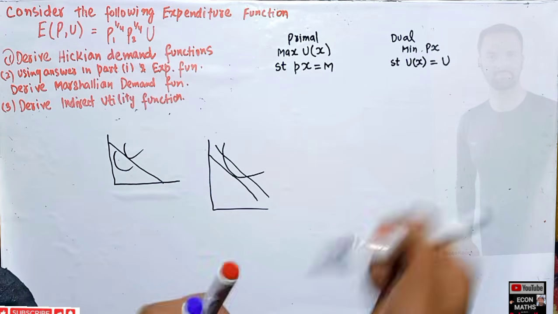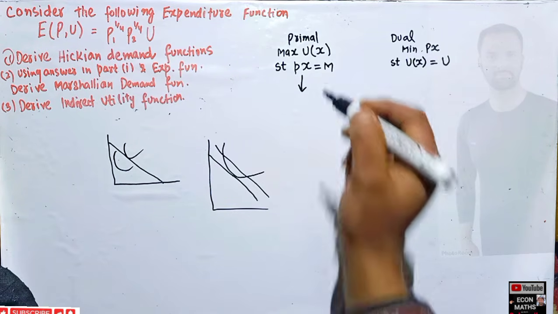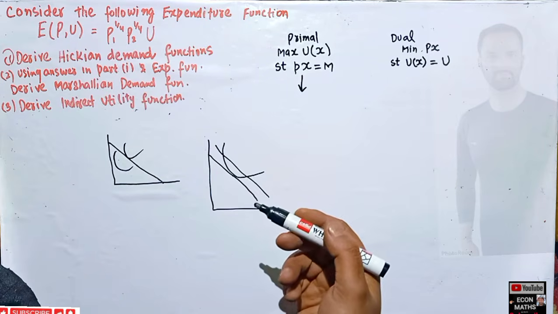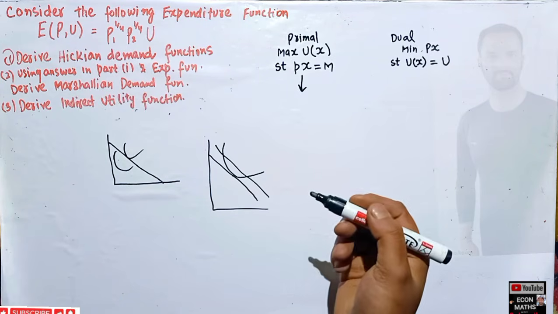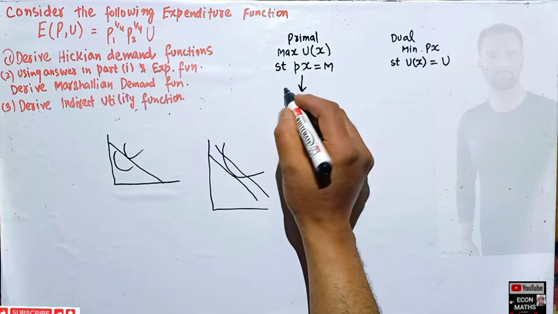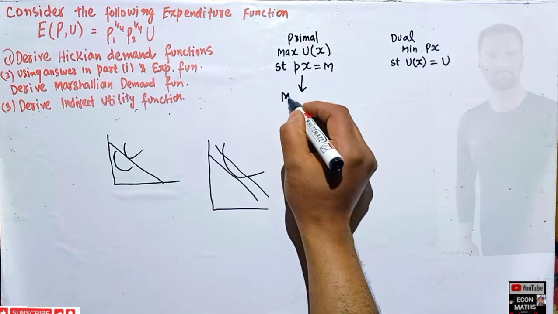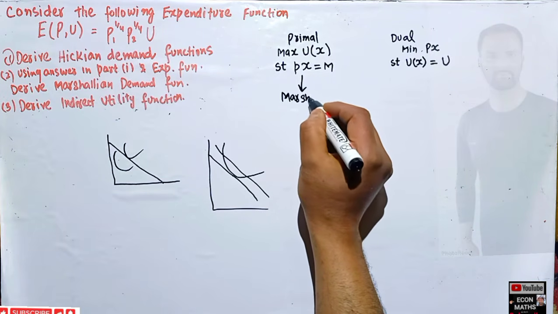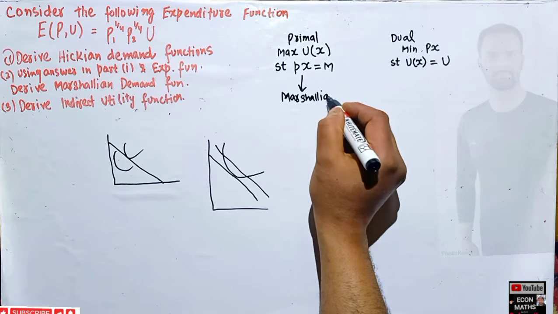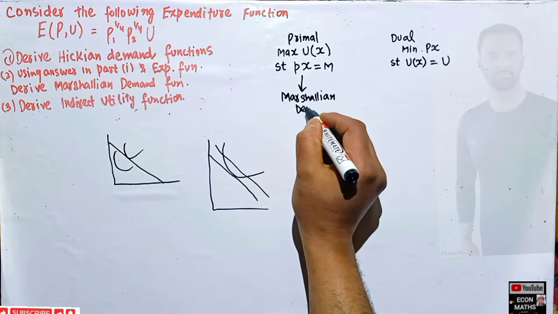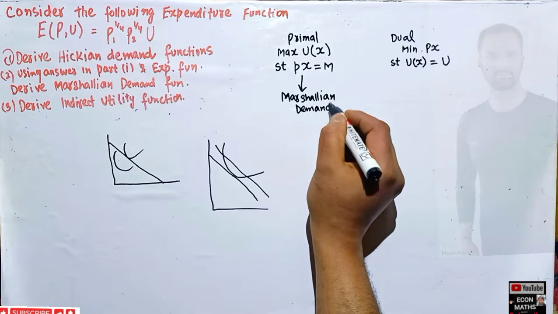Now when we solve this primal problem, we get the Marshallian demand function.